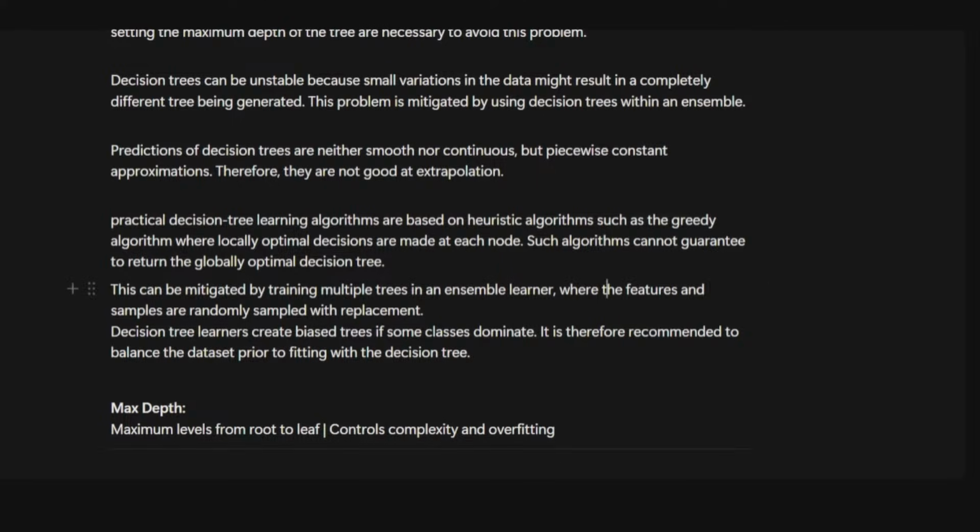Also, your decision trees can create biased trees if some classes dominate. So you have to ensure that your data set is balanced. Let's say I have a data set with two categories, where one category fills up 80% of my data set. All the values are supporting that 80%, right? Now, let's say I'm training a classifier which will learn based on this data set.